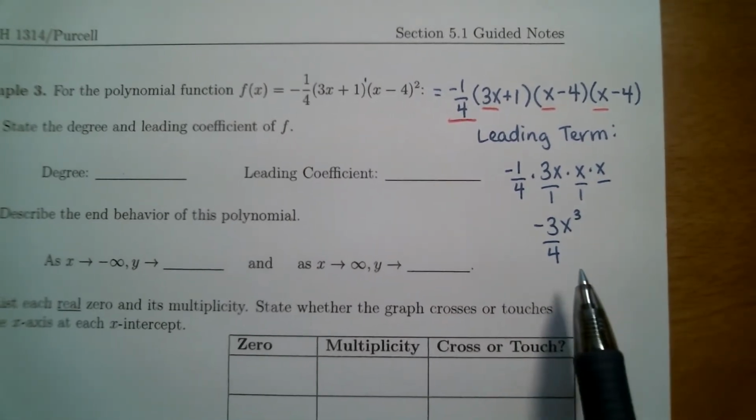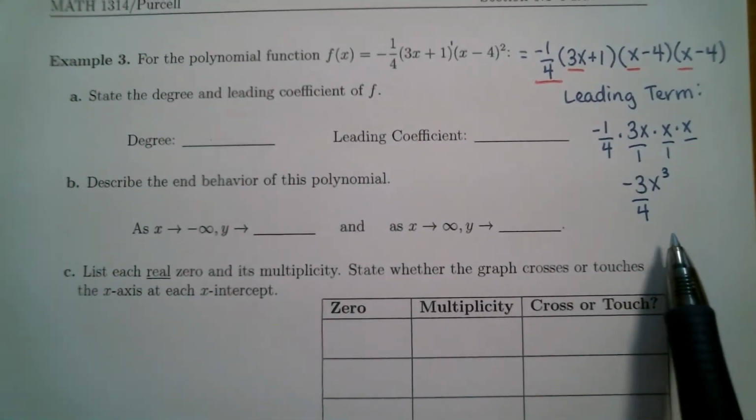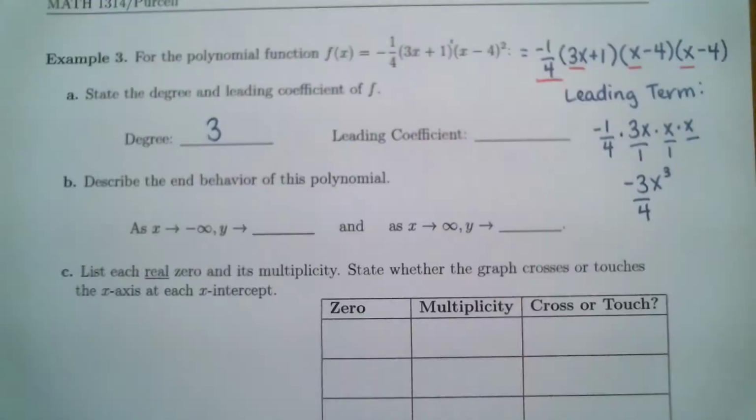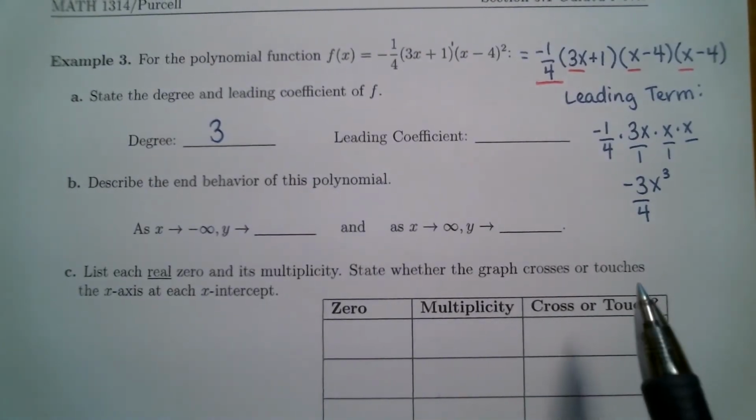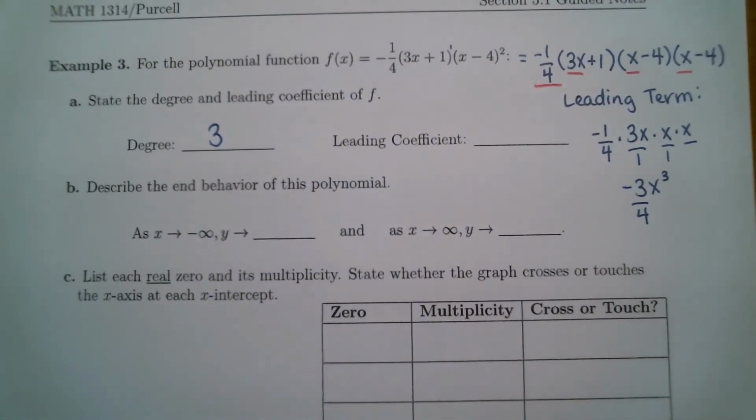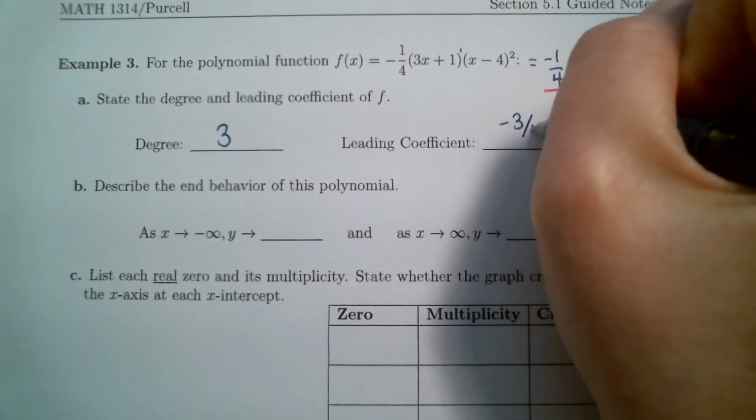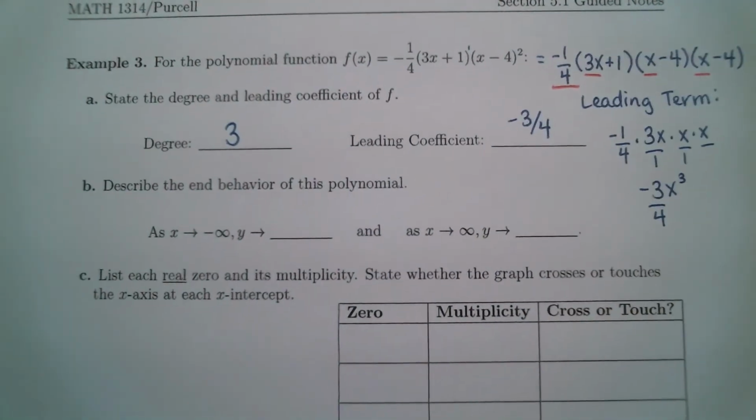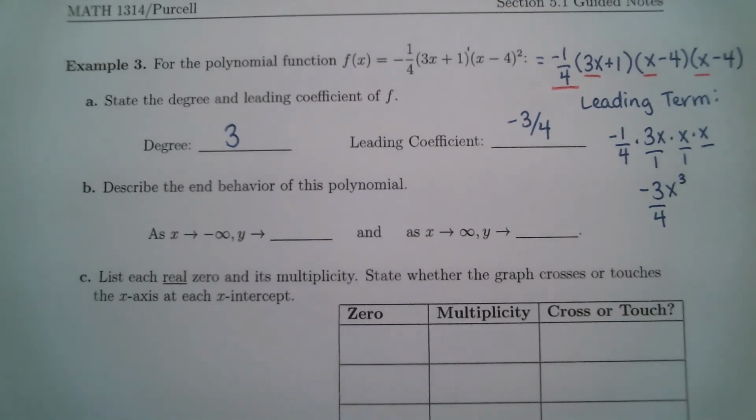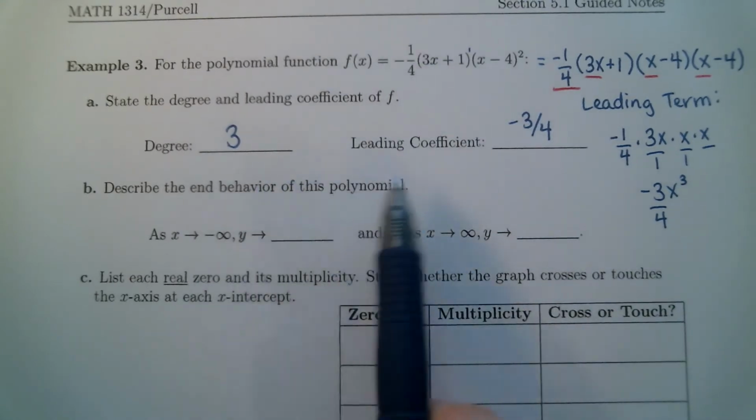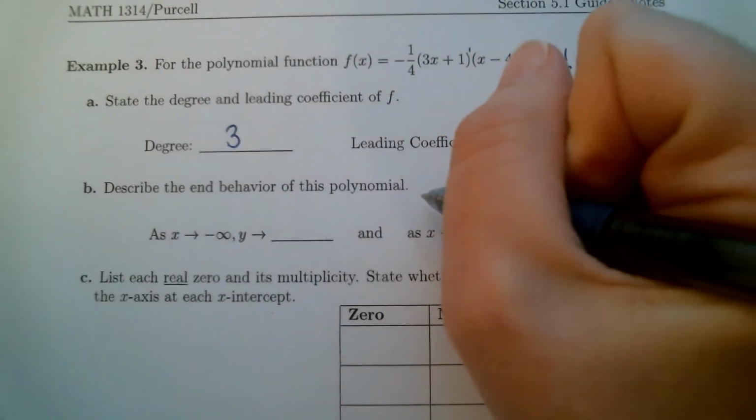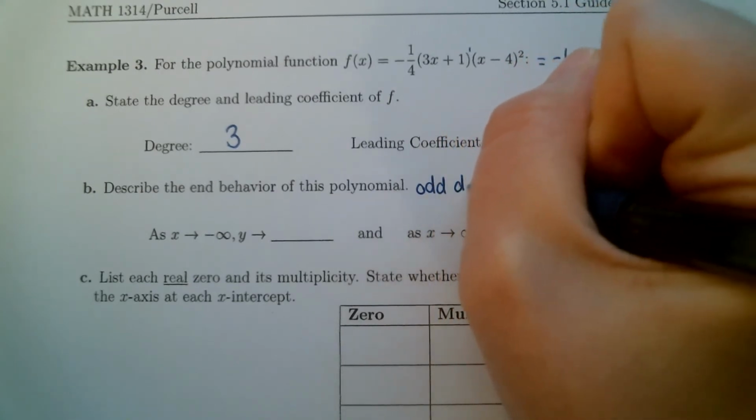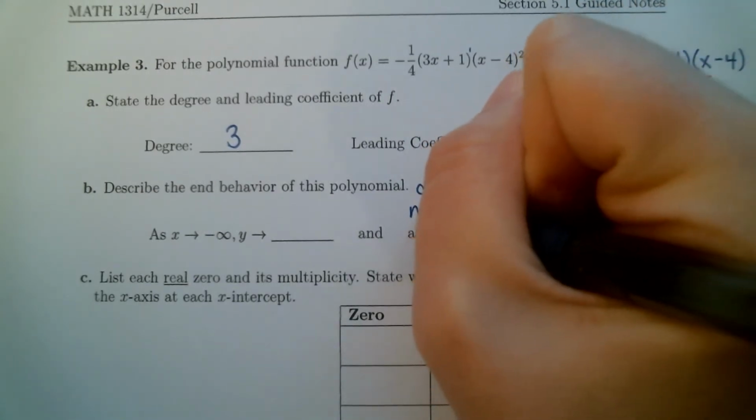Okay, so that means the degree of this polynomial, the highest power of x, is going to be 3. And the leading coefficient, the number in front of the highest power of x, is going to be the negative 3/4. Okay, so you can see here, this is going to help us in part B, where we are looking for the end behavior. For end behavior, you need the degree, whether it's even or odd, and you also need the sign of the leading coefficient. Okay, so based on our results of part A, we know we have an odd degree and a negative leading coefficient.